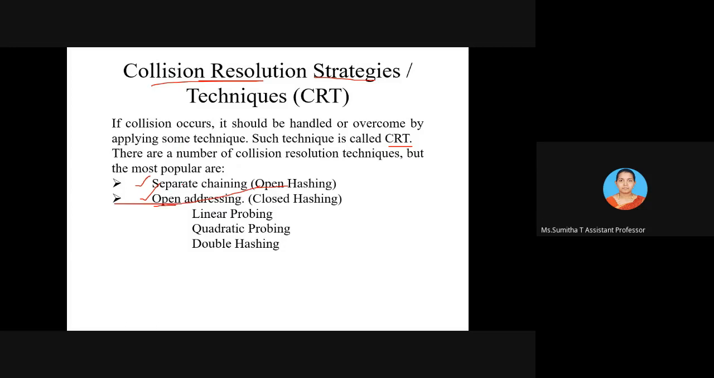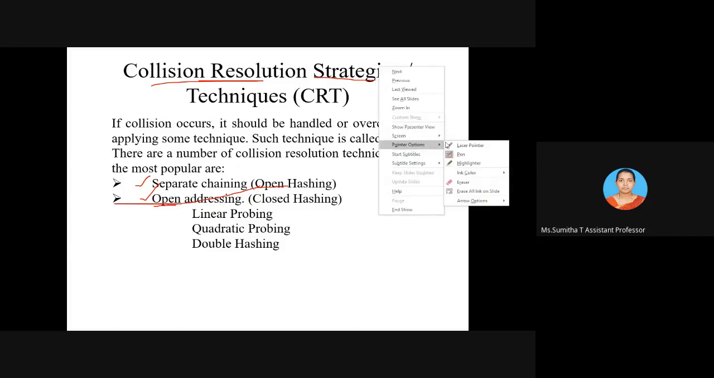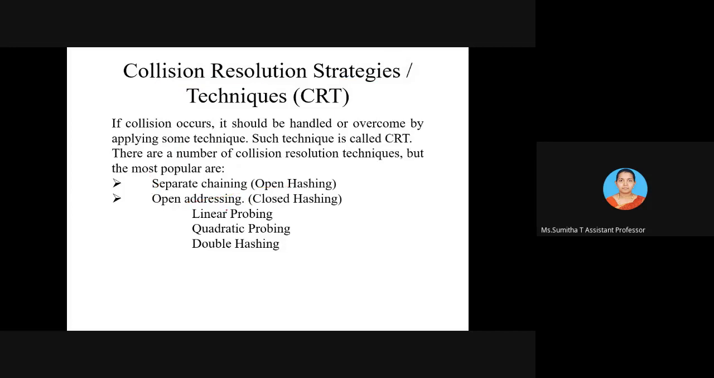Separate chaining and open addressing are the two techniques that are very important. In the case of open addressing, we have three more techniques: linear probing, quadratic probing, and double hashing. These are the three techniques we are going to discuss under open addressing.